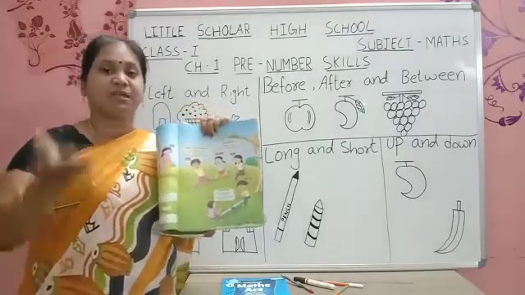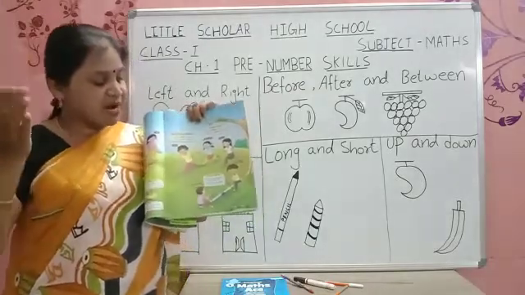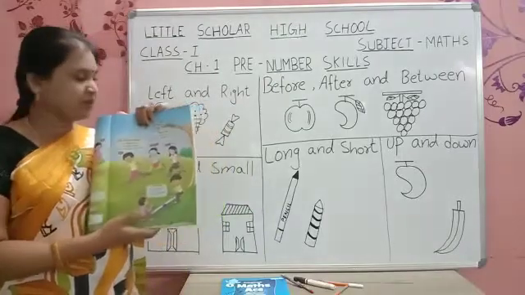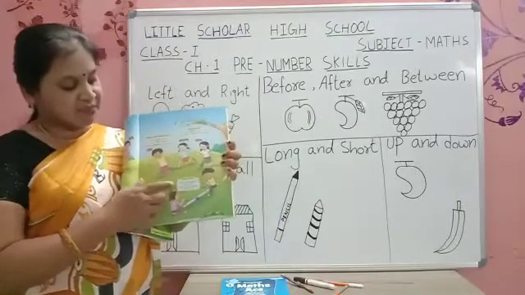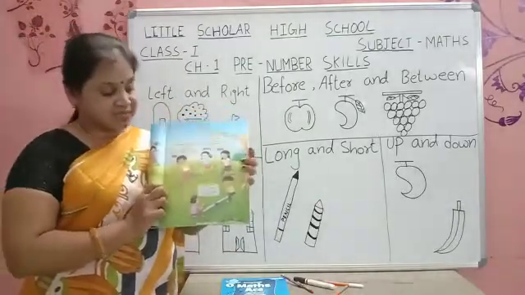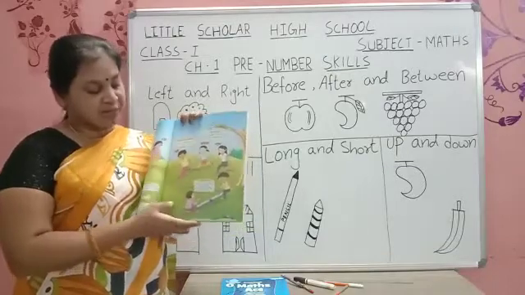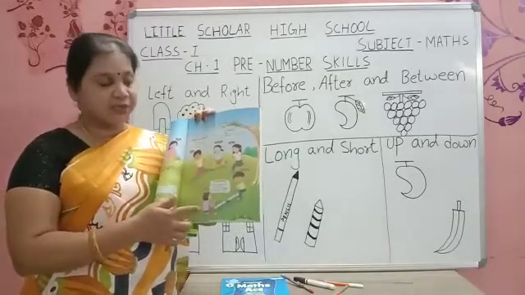Things which are placed on top, in the up position, are up. Things which are placed down are known as down things. Some things are placed up and some things are placed down. Here two children are playing seesaw. One is going up, the other friend is coming down.